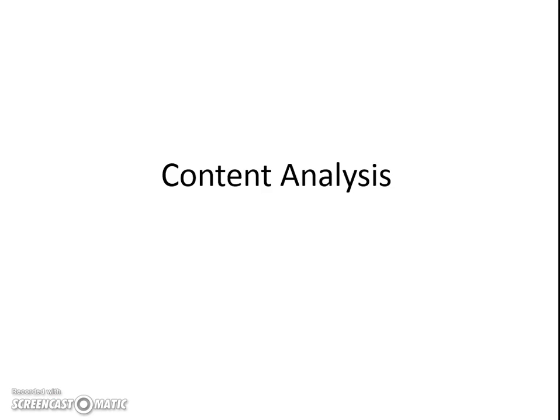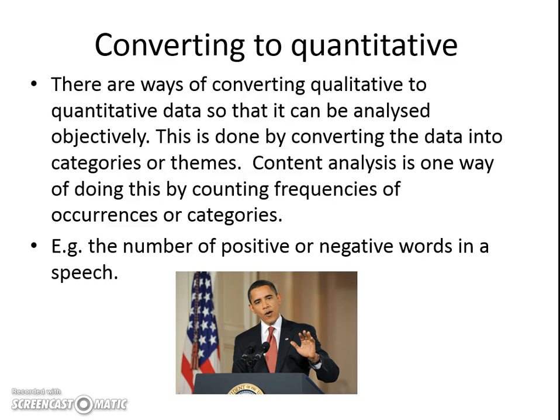The second method then is content analysis. Content analysis, remember, is where you take that qualitative data and turn it into quantitative. So it's turning qualitative into quantitative. So we might look through a certain speech or a piece of text, and we might count the number of times a positive word or a negative word is said, such as a speech by the Prime Minister or the President. And you're able to turn that into a number.